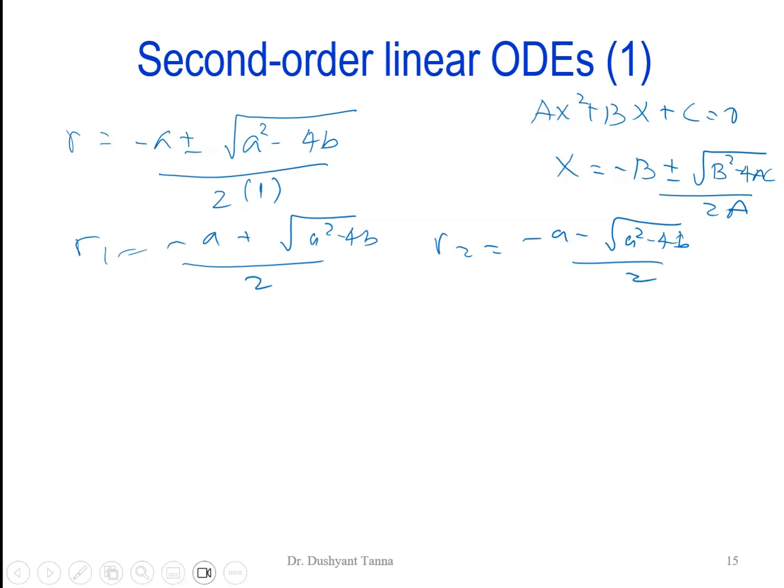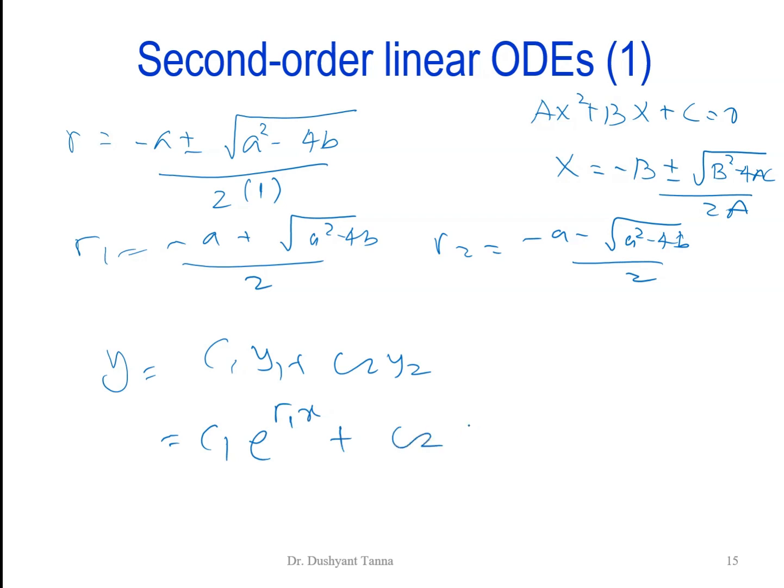And therefore, you will get your solution very easily. Once you get the values of r, in the solution c1 y1 plus c2 y2, you plug back the values of r1 and r2. So that will be c1 e raised to r1x plus c2 e raised to r2x.